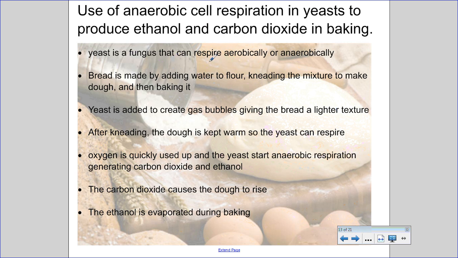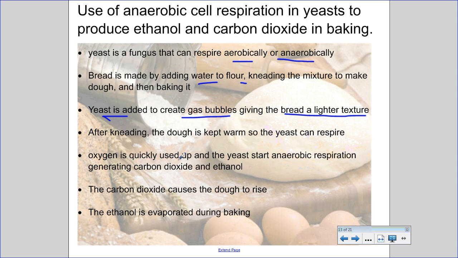So yeast is a fungus that can respire aerobically or anaerobically, and where yeast gets used in baking is in bread making. And bread is made by adding water to flour, kneading the mixture to make a dough, and then baking it. Now, yeast gets added in to create gas bubbles, giving the bread a lighter texture. After kneading, the dough is kept warm so that yeast can continue to respire.